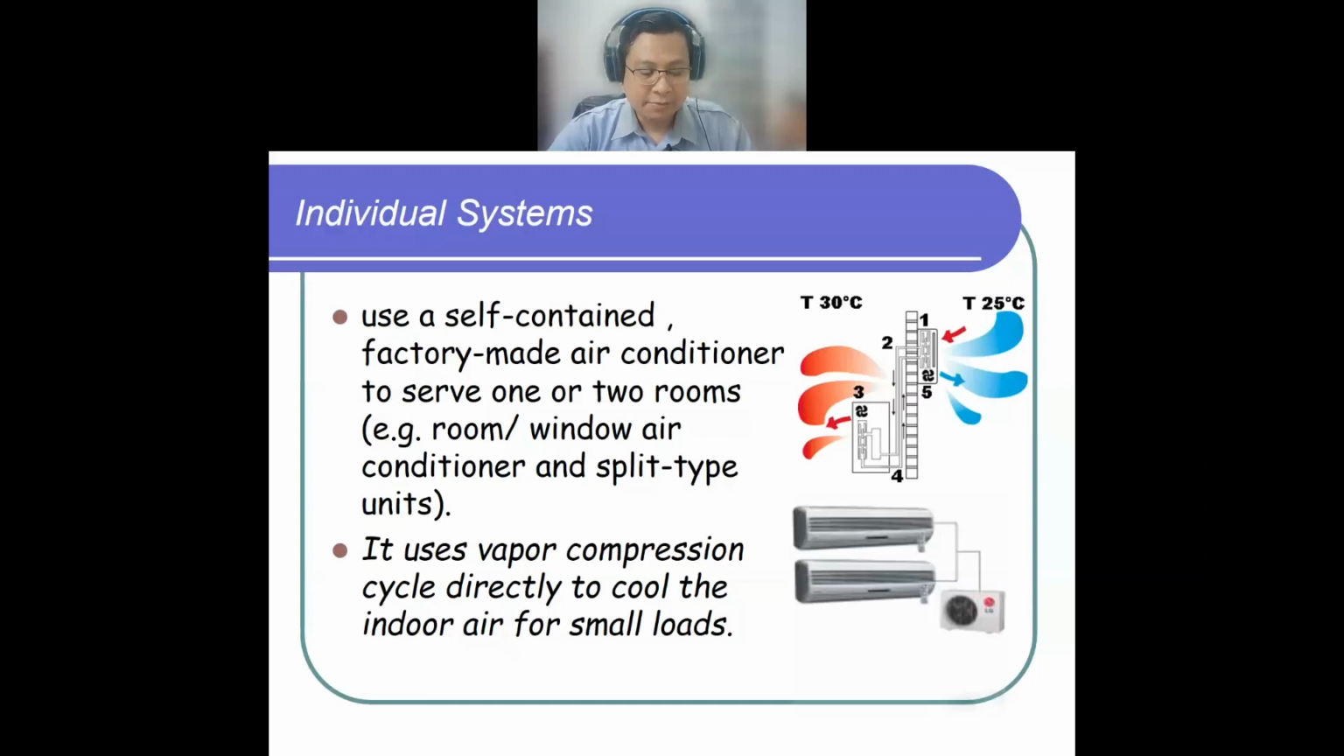Even in the split aircon, they also provide, for example, two indoor units, but only one compressor unit will serve them, which means we serve similar conditions. Use a self-contained, factory-made air conditioner to serve one or two rooms, for example room or window air conditioners and split type units. It uses the vapor compression cycle directly to cool the indoor air for a small load.